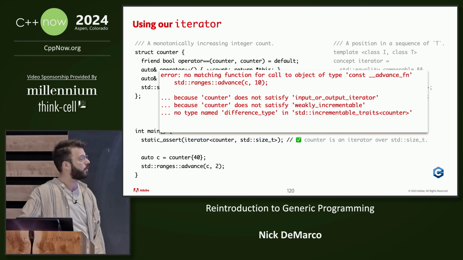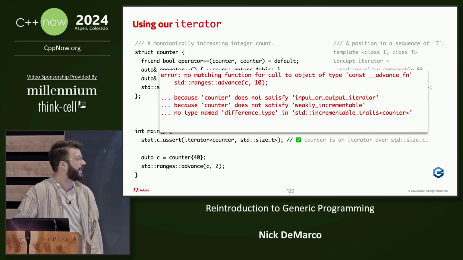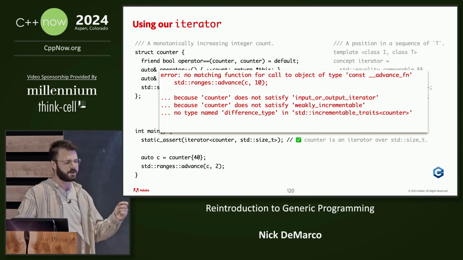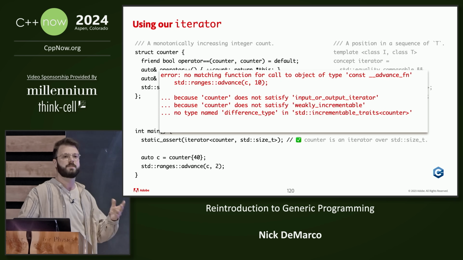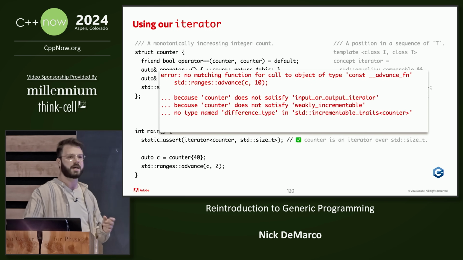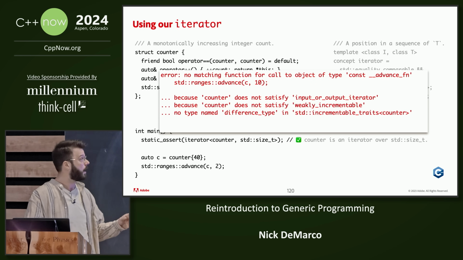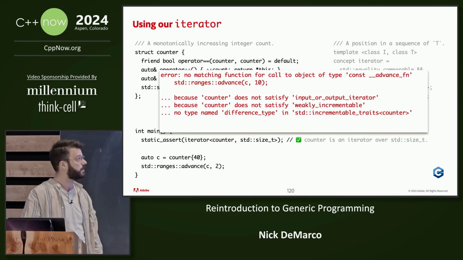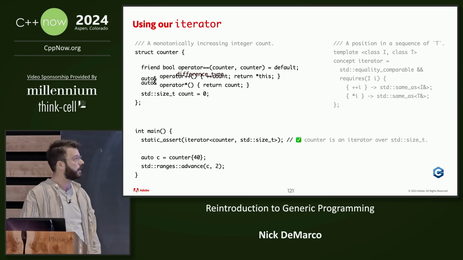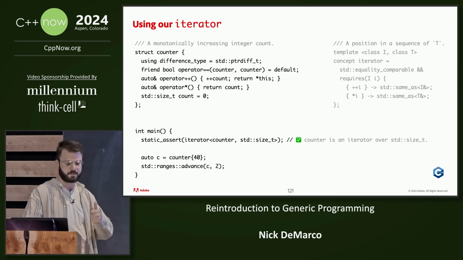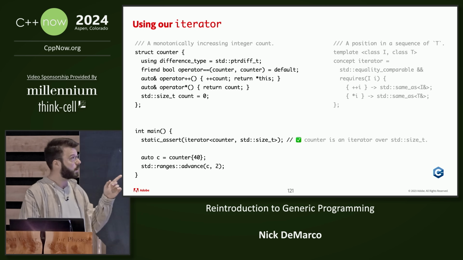We don't support a difference type. So the standard iterator concept says if you want to be an iterator, you must declare what is the type of the thing that we get if I subtract one of you from another of you, no matter what. For input or output iterator, you need to do that. So let's just add a difference type. That's sort of beside the point that I'm trying to make right now. Now, will this work?